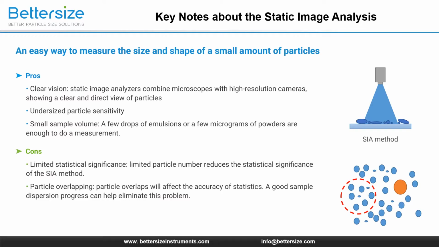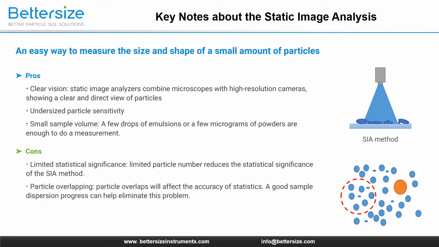Another benefit of the static image analysis method is the small particle volume requirement. A few drops of emulsions or a few micrograms of powders are enough to do an SIA measurement. But there are some drawbacks to the SIA method. On the one hand, the total number of measured particles is limited. As shown in this picture, if we take those particles in the red circle as the sample, we will miss the large particle and produce a wrong particle size distribution.